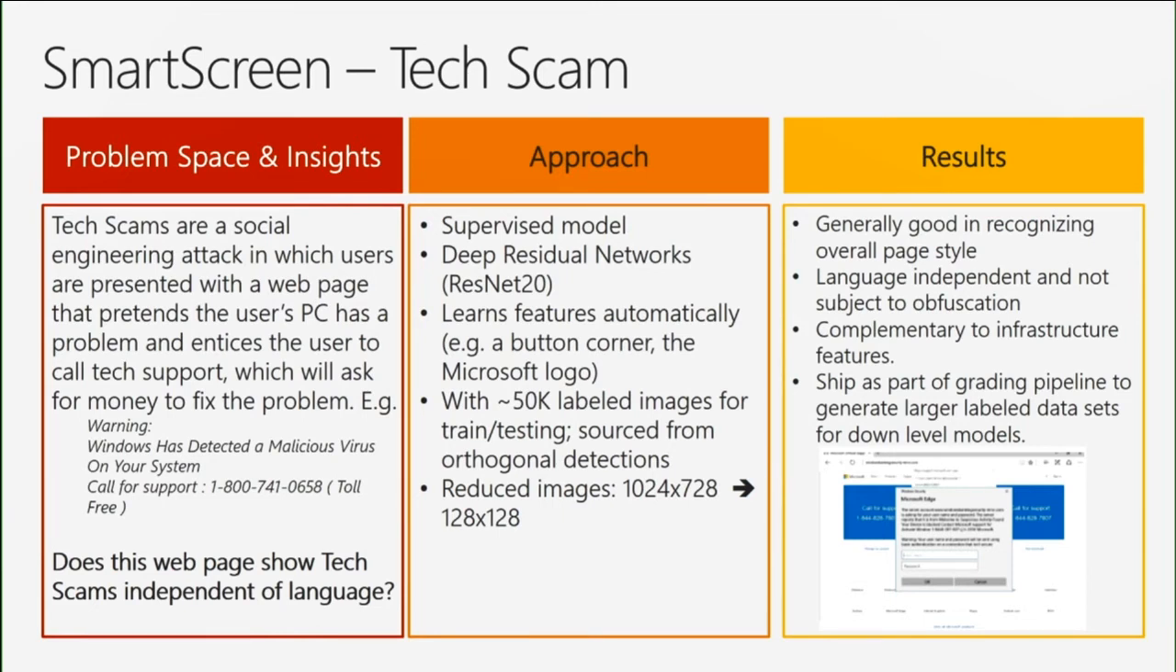And so we've been able to build a classifier on text scams. It works quite well in recognizing the overall page style. It's language independent and not subject to obfuscation, and really complements our infrastructure features as well. Now, obviously, we're not taking screenshots of users' machines, so this is not a model that is deployed on the endpoint, but rather we're utilizing it currently on our backend to support our labeling efforts.